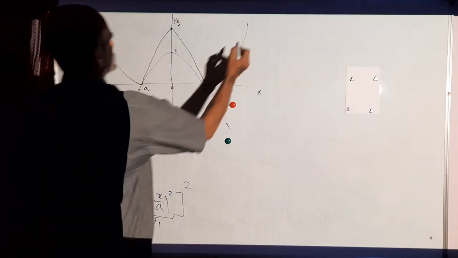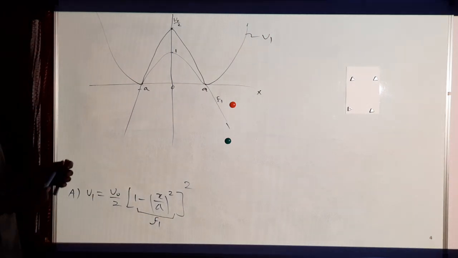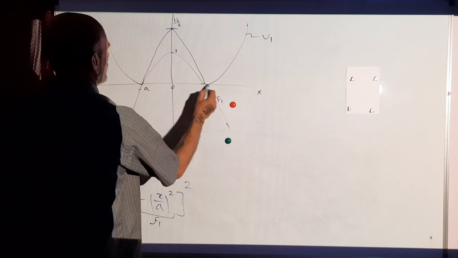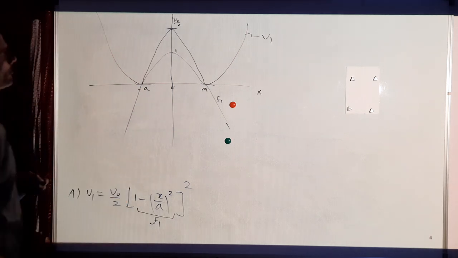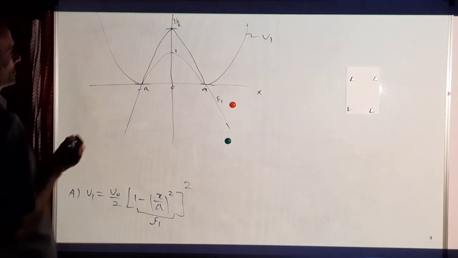Okay, and it's an even function. So this is u1. This is the maximum point. This is the minimum point. At the maximum and minimum points, the slope is 0. So the force is 0 at x equal to 0, x equal to a, and x equal to minus a.